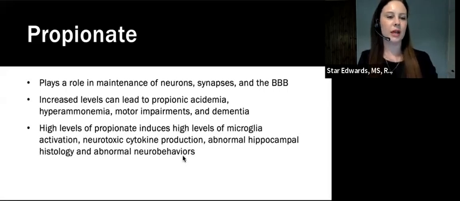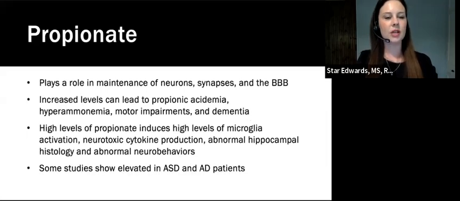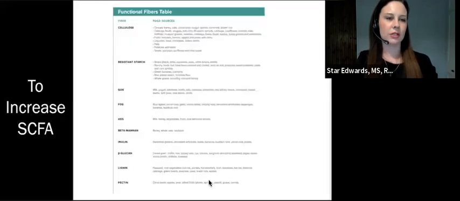High levels of propionate induce high levels of microglia activation, neurotoxic cytokine production, abnormal hippocampal histology, and abnormal neurobehaviors. And some studies show that it's elevated in autism and Alzheimer's patients. So overall, if you want to increase short-chain fatty acids, most of the time we're more concerned about increasing these short-chain fatty acids, but refer back to the functional fibers table that we have in our recommendation guide.